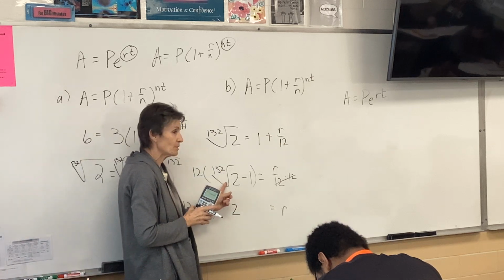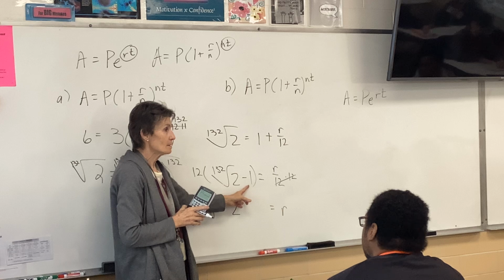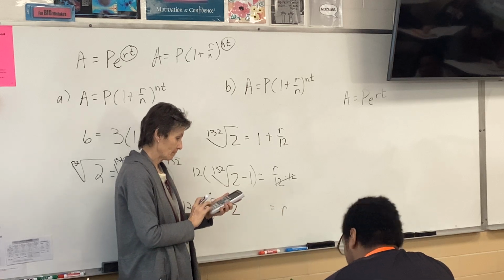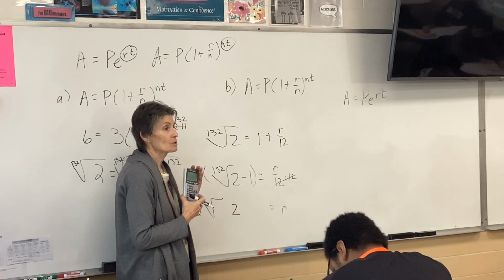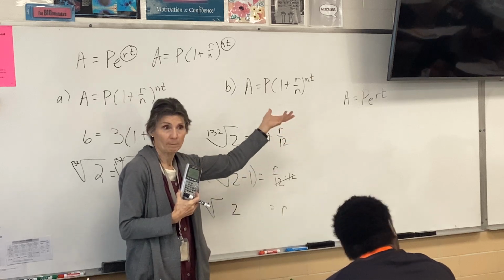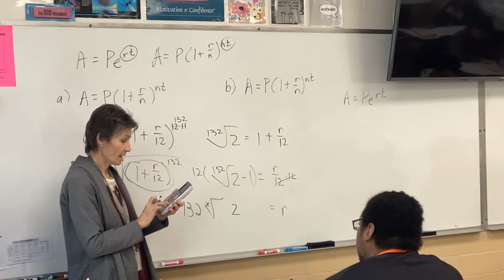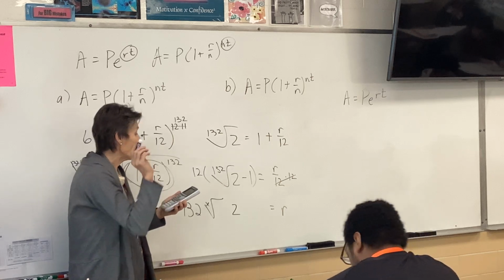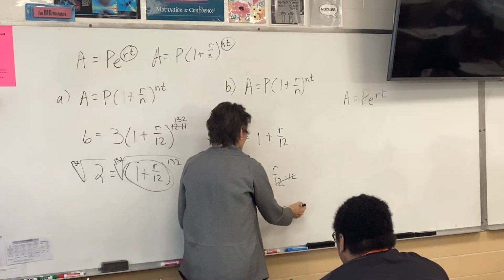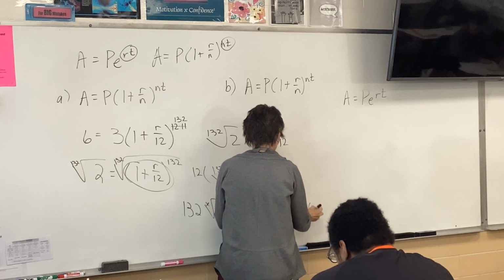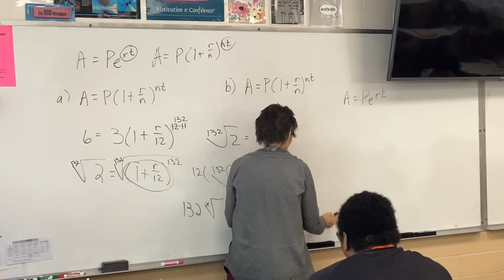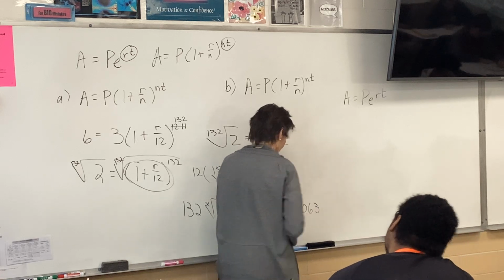What did we say we had to do with that? We had to subtract 1. So now I have 0.005, blah, blah, blah. And then I have to multiply by 12. And that is your answer. So your answer is 0.063.